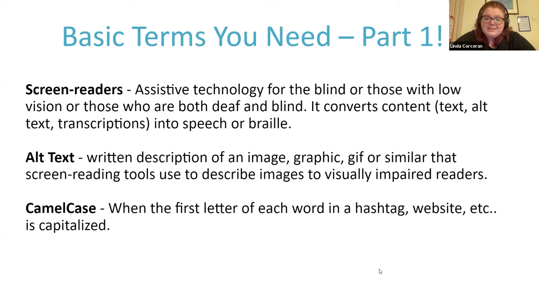Also people with dyslexia will use them as well. And this converts our written content, also our alt text and transcriptions, into speech or braille. So literally it will read it for those people and it will convert it into the speech or the braille as necessary. Next we have alt text, and alt text is a written description of an image, graphic, GIF, or any multimedia content that screen reader tools will use to describe images to visually impaired readers.